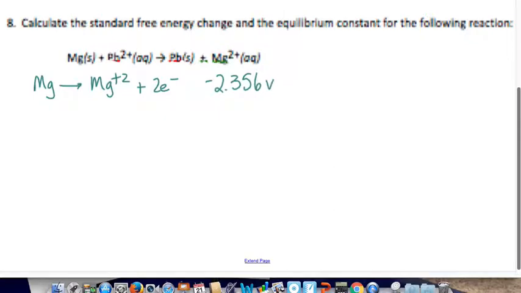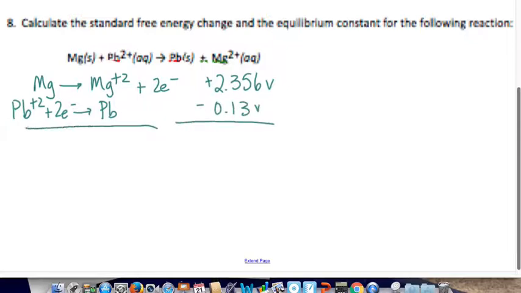Okay, so as reduction, it's negative. As oxidation, we're going to make it positive. And our lead 2 plus 2 electrons to straight up lead, what do we get? Negative 0.13 volts. So as far as the balancing goes, this one is already balanced with 2 electrons in each equation, so we just need to add these up, which is the same as the given equation.